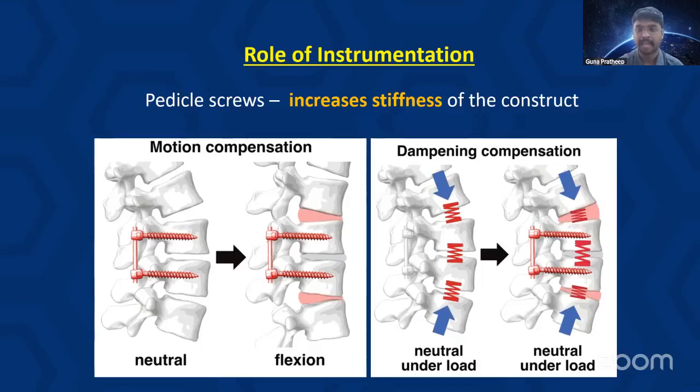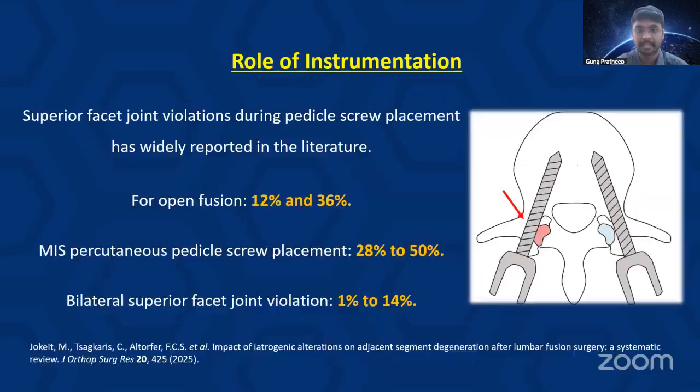Dampening compensation is that in day-to-day activities we are constantly subjecting our discs to loading of the spine, and when you fuse the motion segment, you take the disc off from its normal function, and the loading is significantly transferred to the adjacent segment, causing dampening compensation by the adjacent segment. This creates a lot of micro cracks in the disc, accelerated degeneration, causing increased wear and tear of the disc.